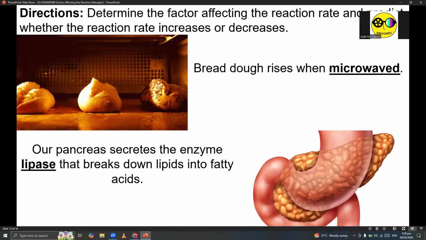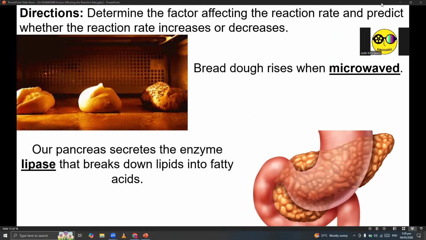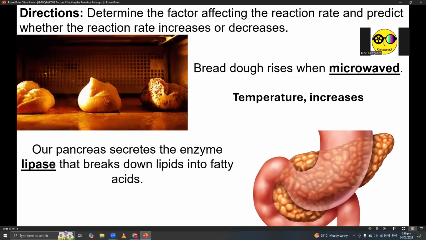So a quick exercise. Let's determine the factor affecting the reaction rate and predict whether the reaction rate increases or decreases. Our first example is bread dough rising when microwaved. So this is temperature because you increase the temperature in order to expand the volume of the bread dough, no? And because temperature is increased, then therefore reaction rate will also increase.